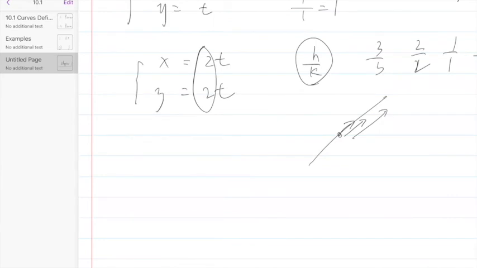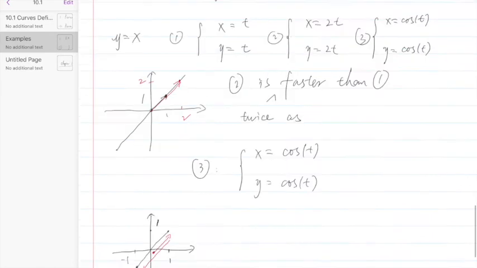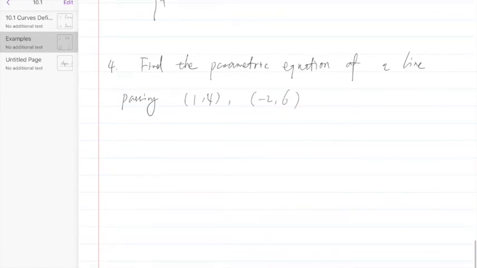Next time you see something like that, you should be able to read the information right away. Also, if I ask you to find the parametric of the equation, let's actually do one. Okay, example. Oh, this is going to be number 4. Okay, find the parametric equation of a line passing 2 points, 2, 3. Let's do 1, 4, and negative 2 and 6.